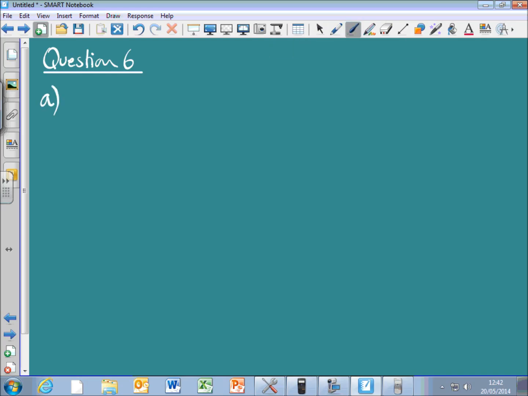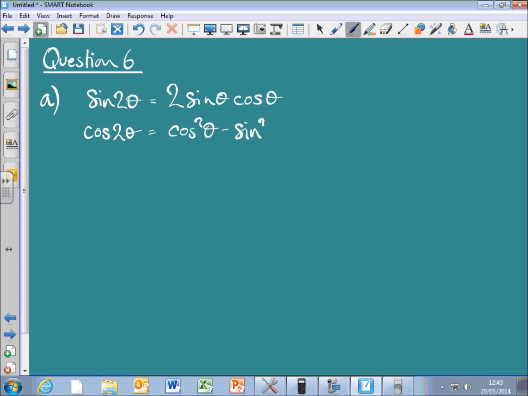So on question 6a, we're asked to express sine 2 theta and cos 2 theta in terms of sine and cosine. Well, you just use your formula, but it's this compound angle formula. So sine 2 theta, I can write that as 2 lots of sine theta cosine theta. And cos 2 theta, again using the compound angle formulas, I can write that as cos squared theta minus sine squared theta. Okay, so that's part A done.